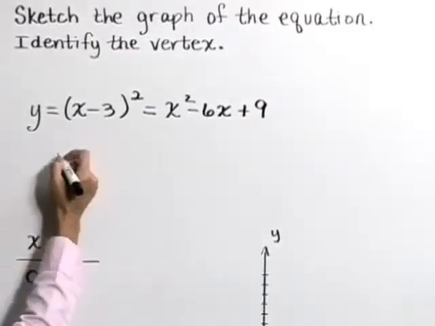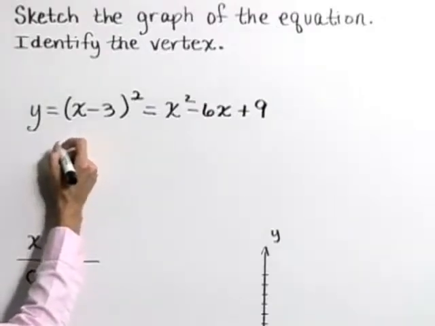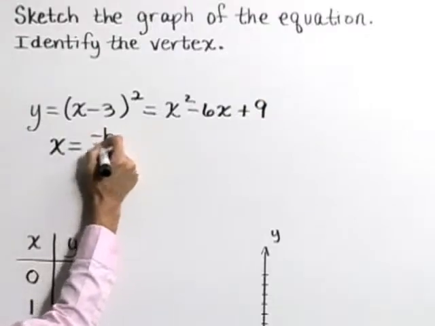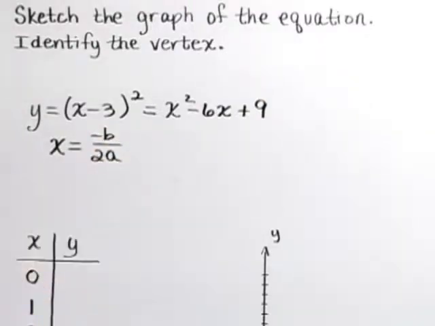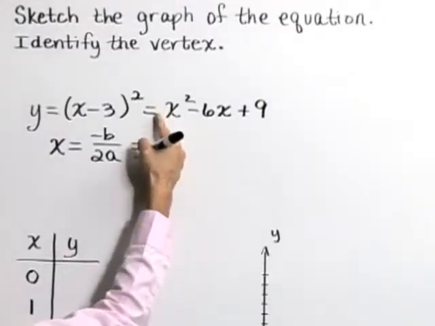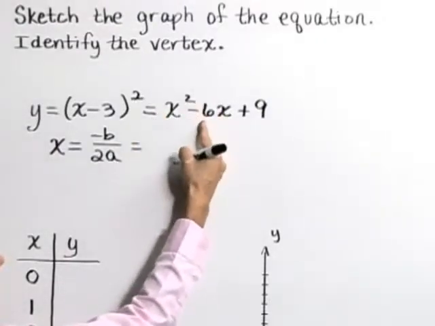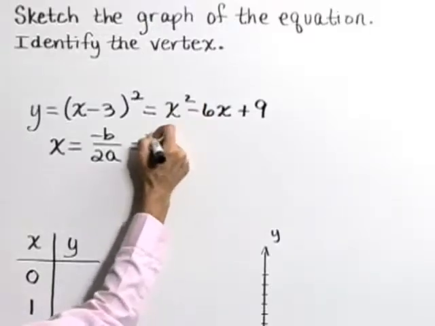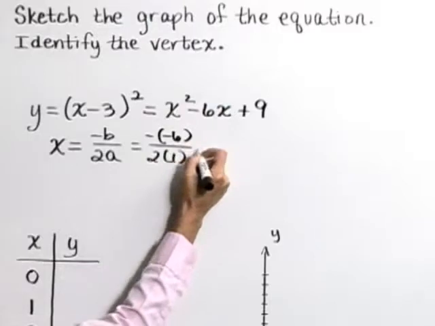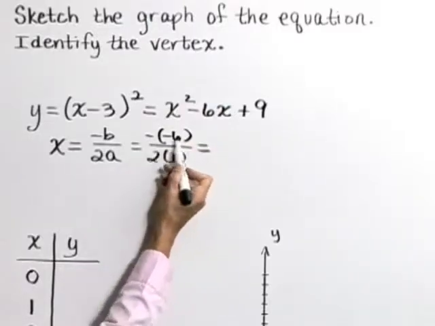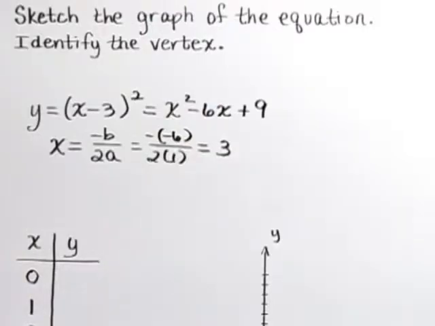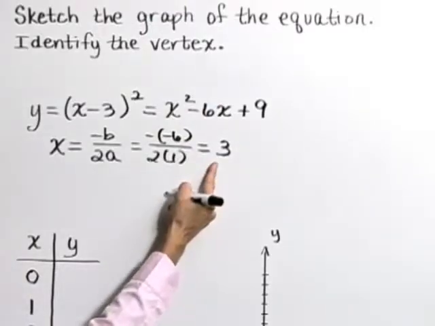Now, in order to identify the vertex, I'm going to use the formula for identifying a vertex, which starts with x is equal to negative b over 2a. In this equation, a is equal to 1 and b is equal to negative 6. So we'll have the opposite of negative 6 over 2 times 1. That gives us 6 over 2, or 3. The x value of the vertex is 3.